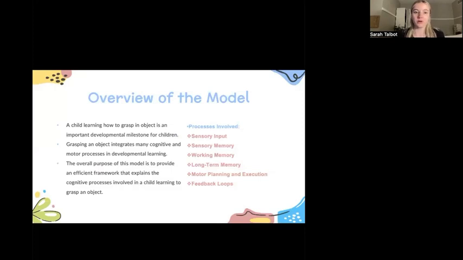A child learning how to grasp an object is an important developmental milestone for children, and grasping an object integrates many cognitive and motor processes in developmental learning. The overall purpose of this model is to provide an efficient framework that explains the cognitive processes involved in a child learning to grasp an object. These processes include sensory memory, sensory input, working memory, long-term memory, motor planning and execution, and feedback loops.